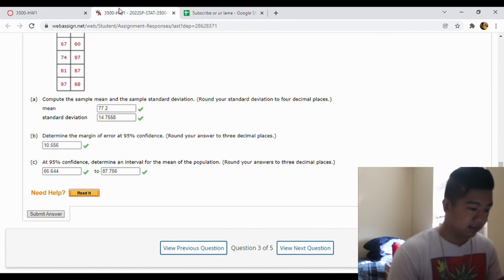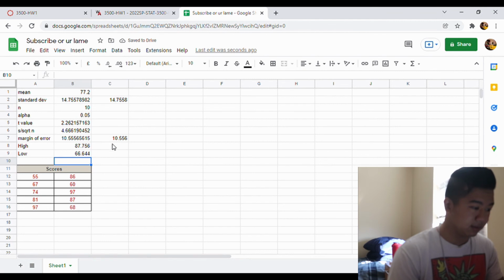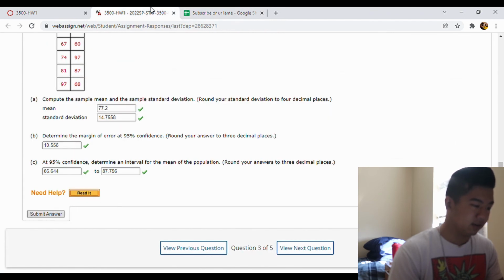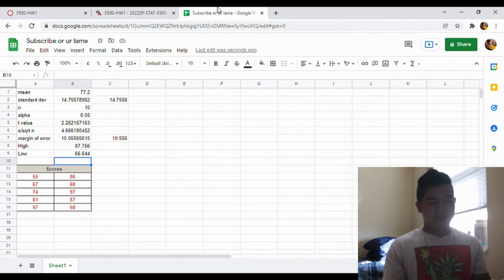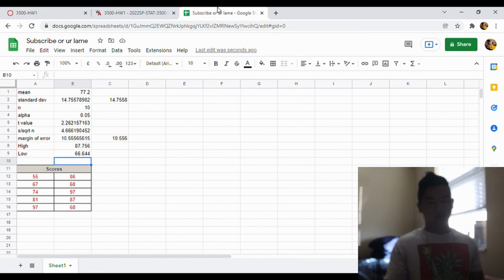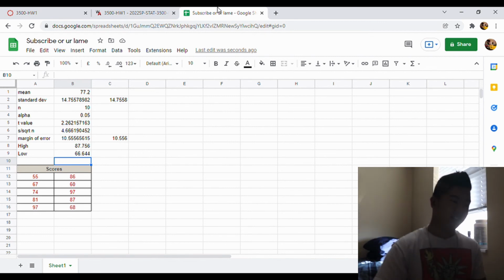And it says to round to 3 decimals, which it did, 87.756 and 66.644, which is correct. So that's how you do margin of error using one sample mean.